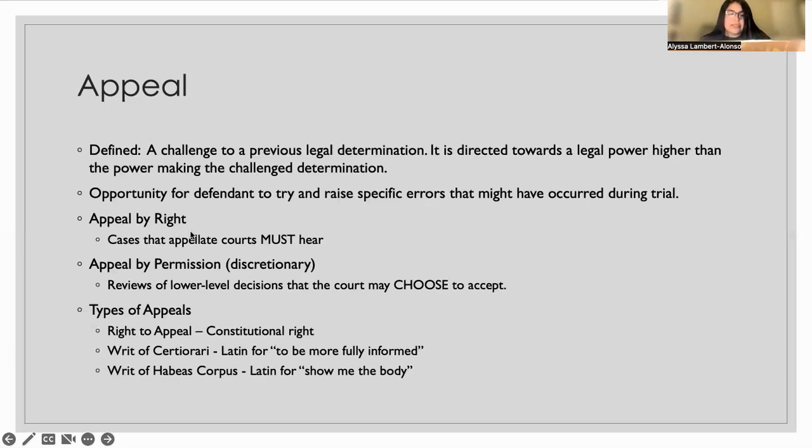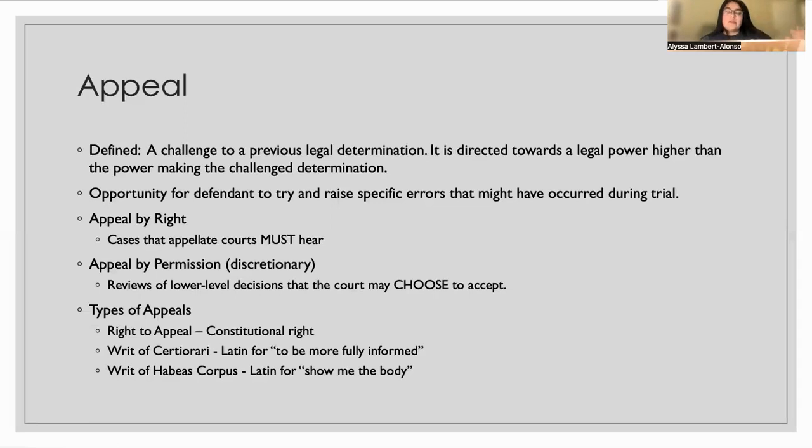The first one is appeal by right, and this involves cases that the appellate court must hear. And then the second type, which is appeal by permission, is discretionary, and it involves reviews of lower level decisions that the court may or may not choose to accept. So the types of appeals that defendants can bring to the appellate courts are listed here.